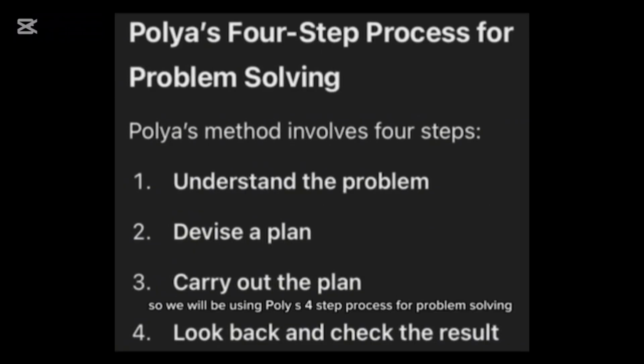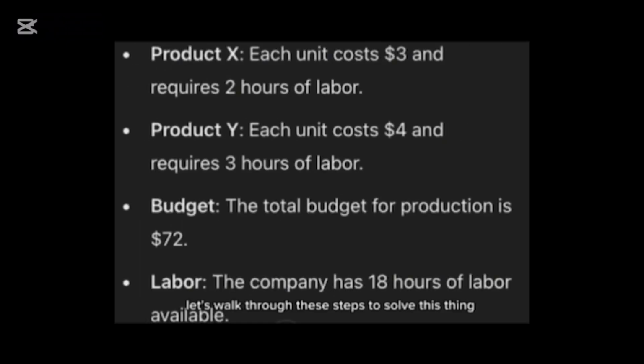So I will be using Polya's 4-step process for problem solving. Polya's method involves 4 steps: understand the problem, devise a plan, carry out the plan, look back, and check the result. Let's walk through these steps to solve this linear programming minimization problem.